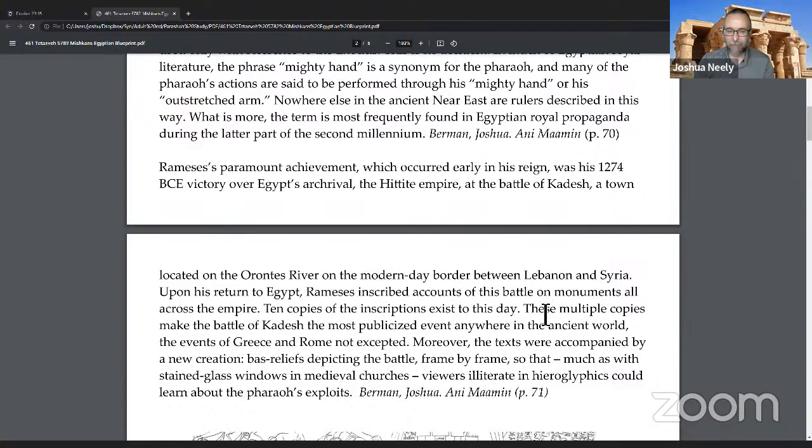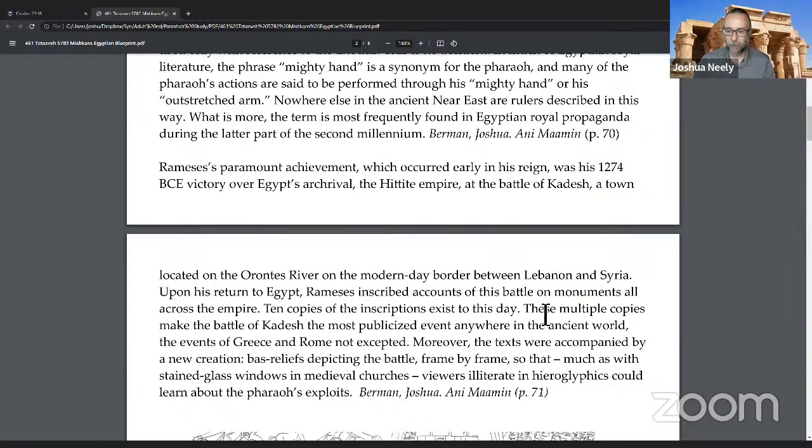These multiple copies make the Battle of Kadesh the most publicized event anywhere in the ancient world, the events of Greece and Rome excepted, meaning as far as actual archaeological evidence of a particular event, the multiple copies of this same construction, the same sculpture, give the most evidence of this particular activity.